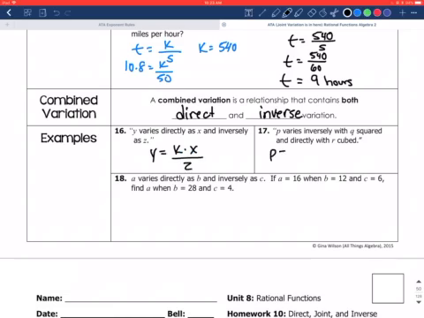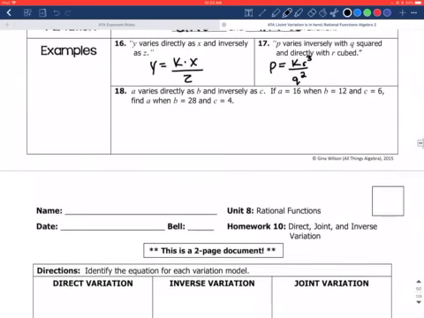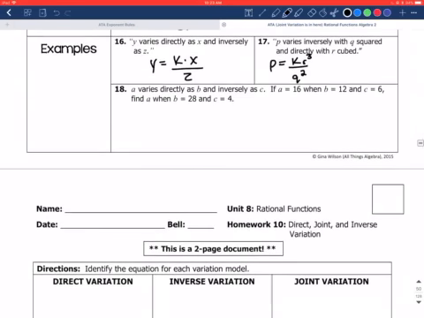So for 17, p varies inversely with q squared, so q squared goes on the bottom, and directly with r cubed, so r cubed goes on the top. And our last problem, a varies directly as b and inversely as c. So if a is 16 when b is 12 and c is 6, so really that's just a 2 right here. This would simplify out to be 2.